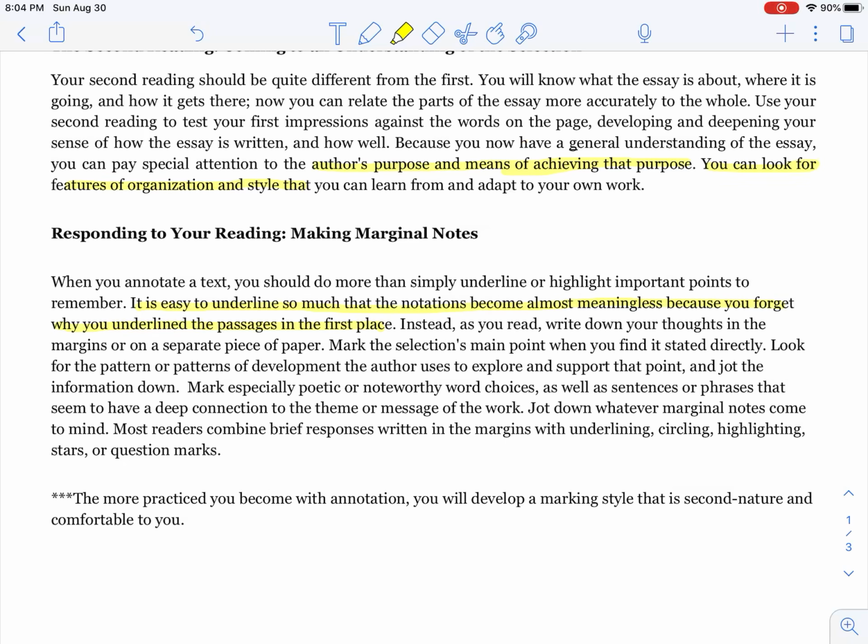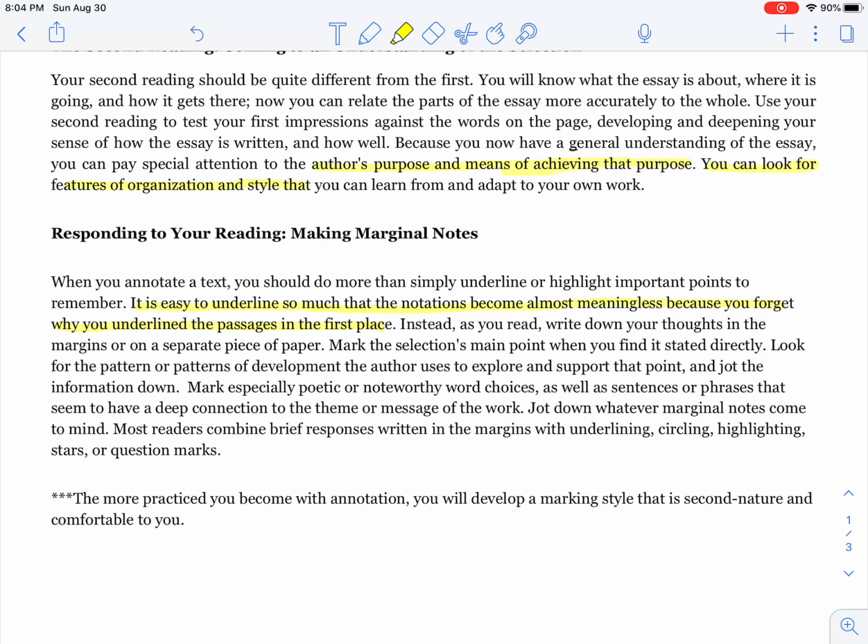As you read, write down your thoughts in the margins or on a separate piece of paper. Mark the selection's main point when you find it stated directly. Look for the pattern or patterns of development the author uses to explore and support that point, and jot that information down.